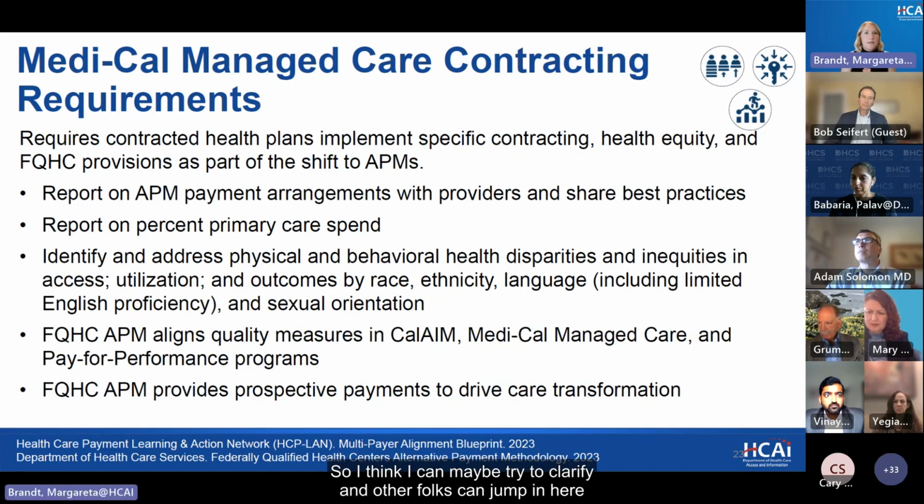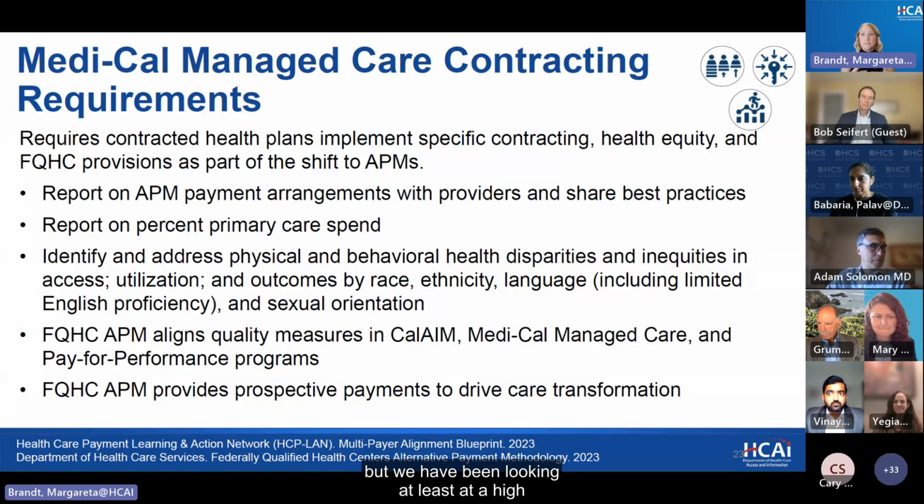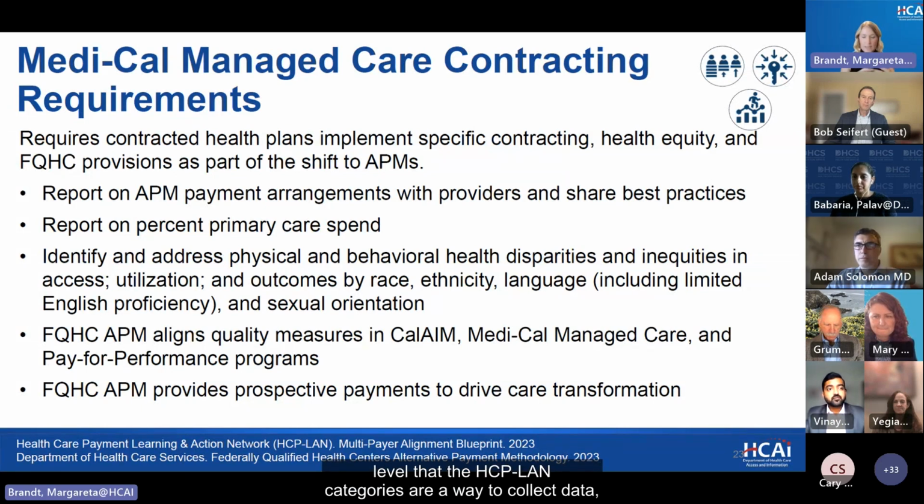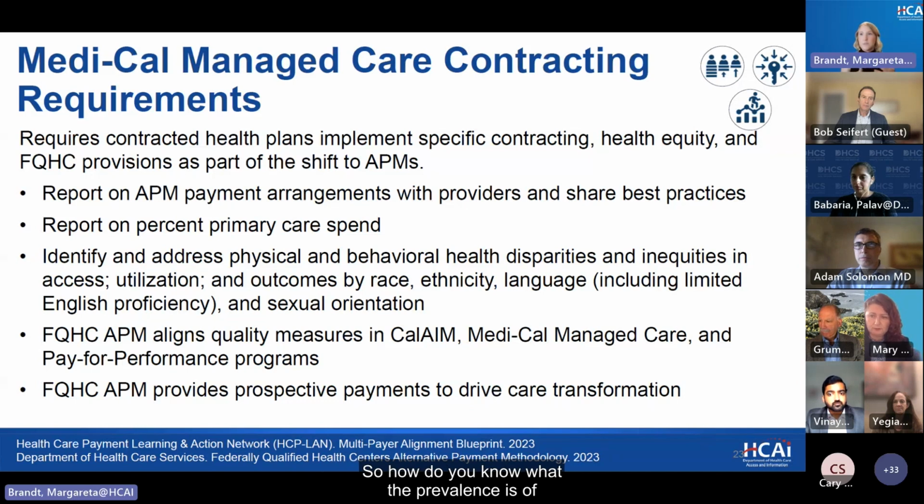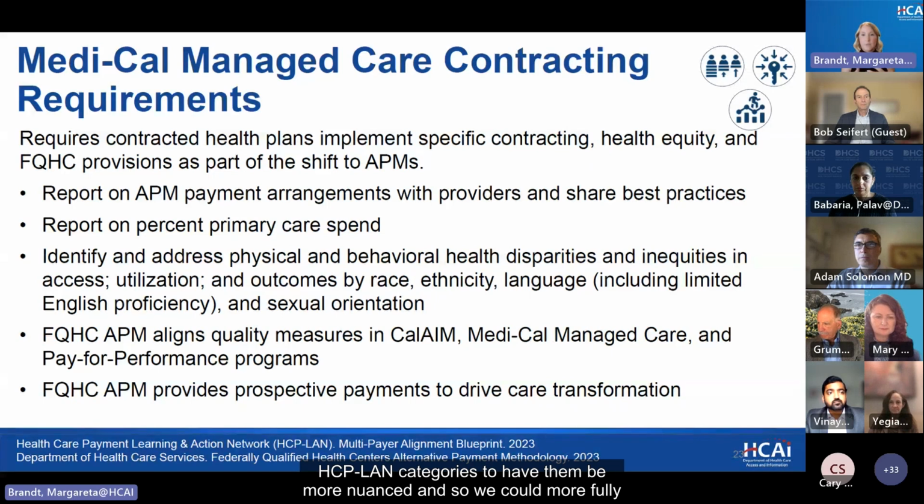Sure, Carrie. I can maybe try to clarify, and other folks can jump in here from Freedman. We have been looking, at least at a high level, at the HCP LAN categories as a way to collect data and information on alternative payment model adoption. So how do you know what the prevalence of APMs is in California? As we talked about previously, maybe there are some adjustments or additions we could make to those HCP LAN categories to have them be more nuanced, so we could more fully capture all the different types of payment models in California.